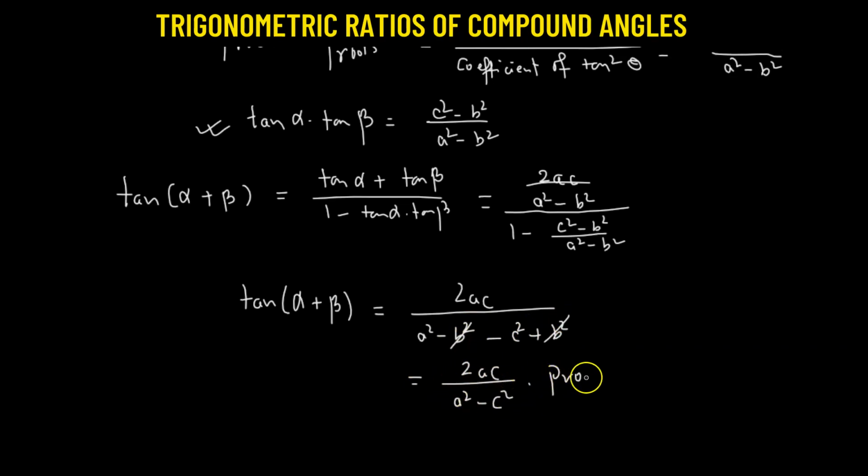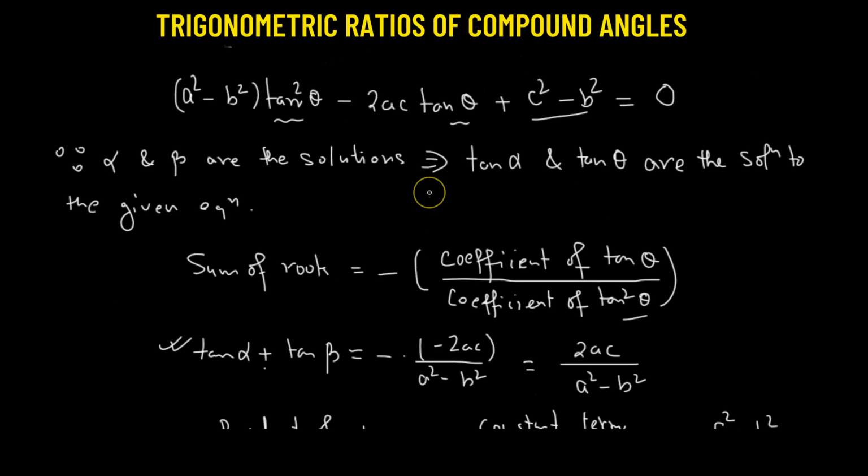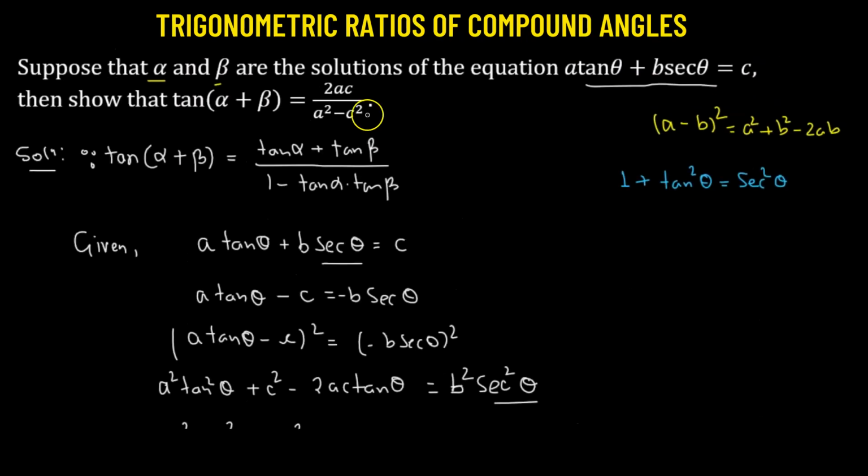And this is exactly what we have been asked to show. So let's check it out. We have 2ac over a squared minus c squared. Yeah, 2ac over a squared minus c squared. Hence proved.